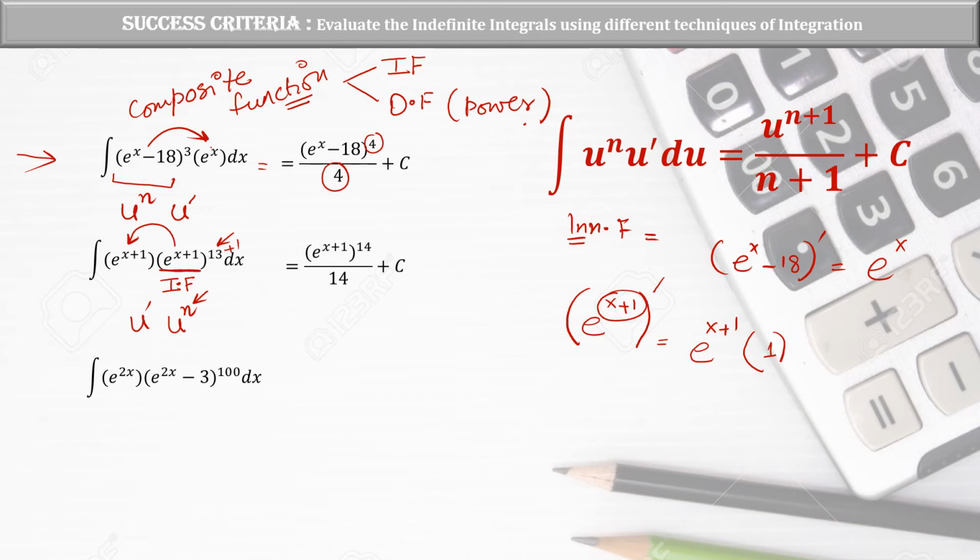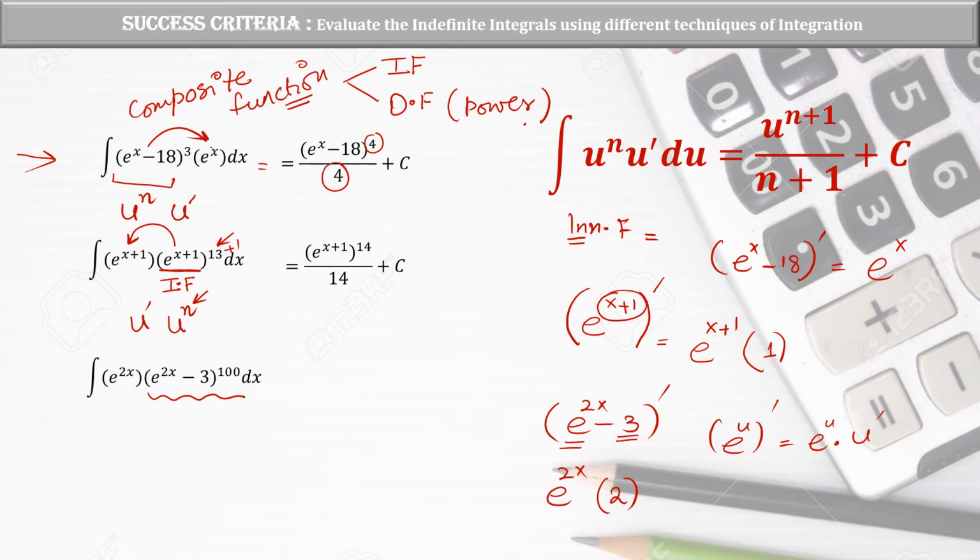Now let's check where our composite function is. There is a composite function with a power of 100. So let's write here the inner function, that is e to the power 2x minus 3. Take the derivative. Now e to the power u: the derivative of e to the power u is e to the power u and u prime, meaning the chain rule. So for e to the power 2x, the derivative is 1 time as it is and 1 time the derivative of 2x, that is 2. The derivative of 3 is 0, so no need to write the 0.